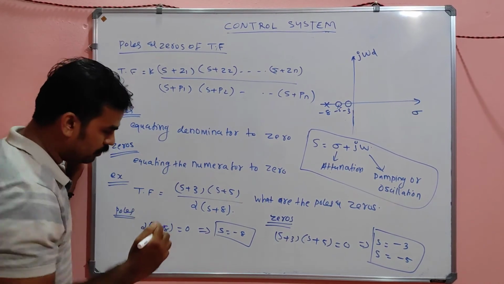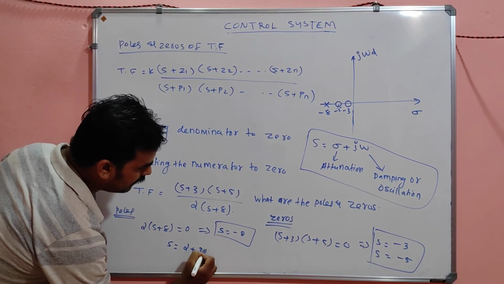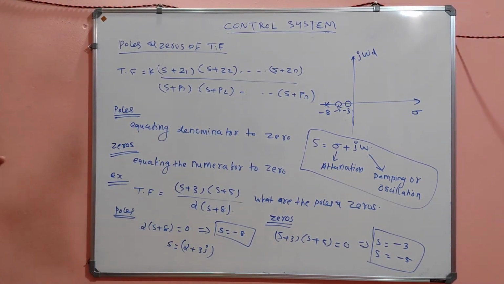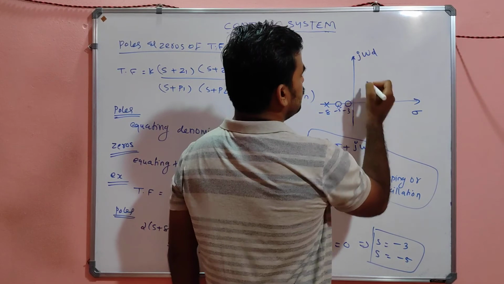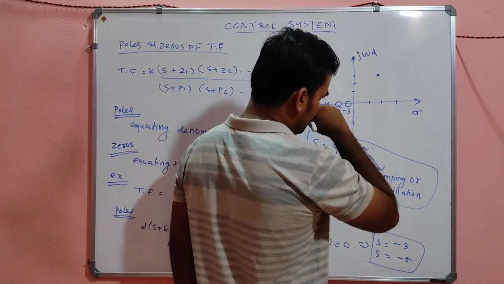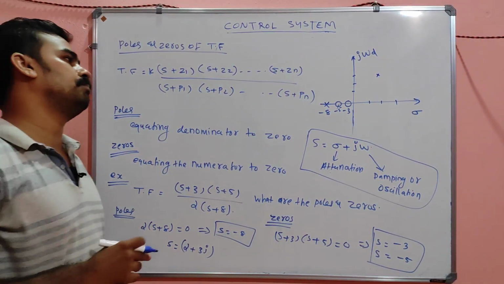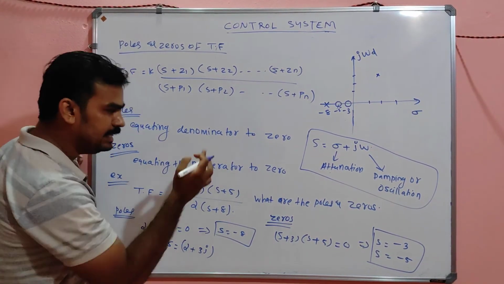Suppose you have another pole. S is equal to 2 plus 3j, you got a pole like this. After solving, you got a pole like this, what do you infer from this? 2 plus 3j means it contains both the real and imaginary axis. So, this is 2 and this is 3. So, here will be that pole. That is the meaning of 2 plus 3j.